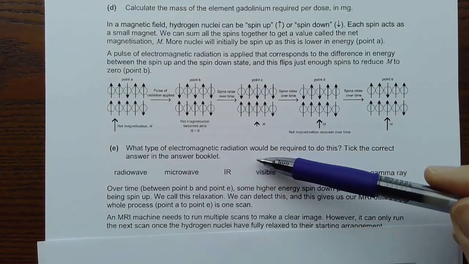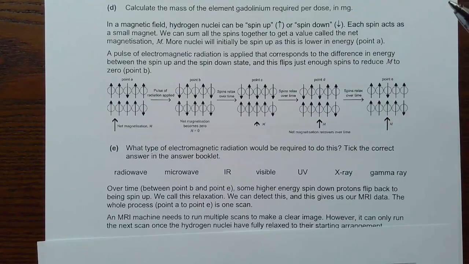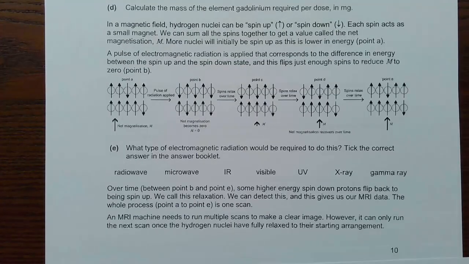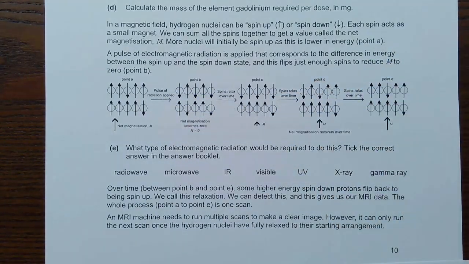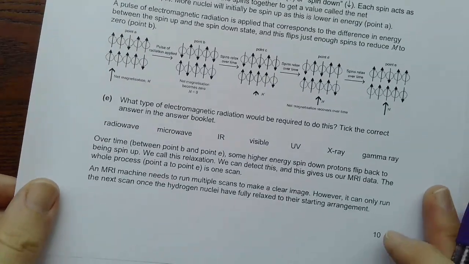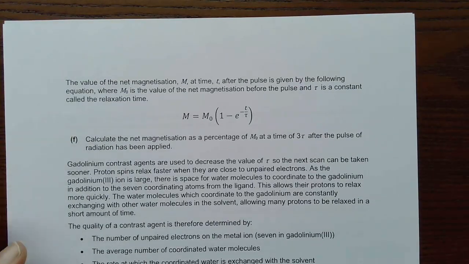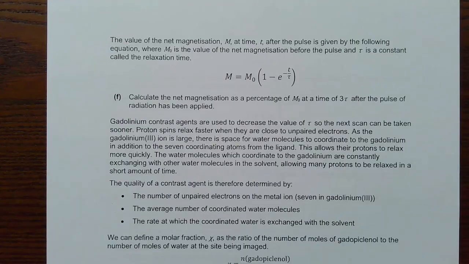What type of electromagnetic radiation would be required to do this? Well, it's NMR. You were told right at the start of the question this is NMR, and you should know that NMR is radio waves, because the energy required to flip these hydrogen nuclei spins is tiny, so you need very, very weak radiation to do it. Then we have, again, I'm not going to try and explain all the science behind this. I just want to make sure that you know how to do the actual questions themselves.